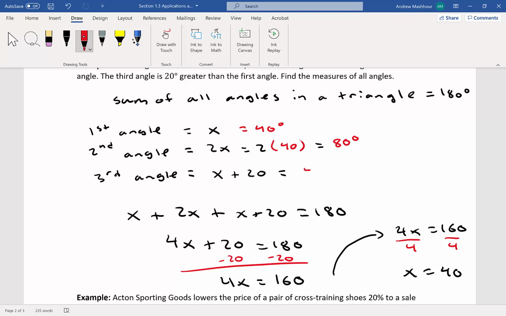And then for our third angle, replace x with 40. So we have 40 plus 20. This will be equal to 60 degrees. So first angle is 40, second angle is 80, and then the third angle is 60. And then a quick check. So remember our property, all the angles have to equal 180. So 40 plus 80 gives us 120. 120 plus 60 gives us 180.